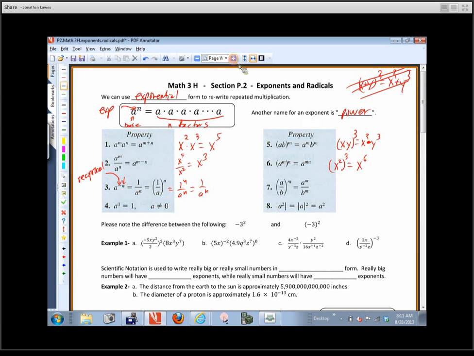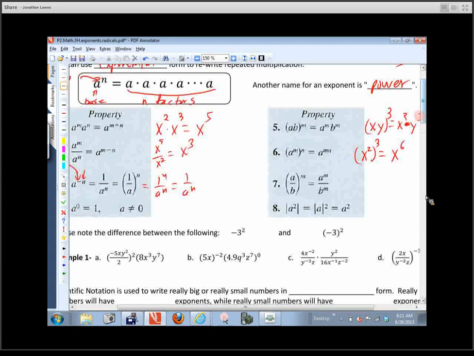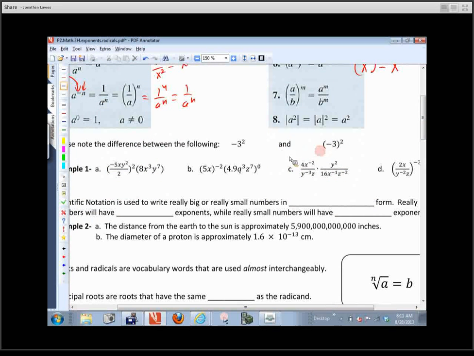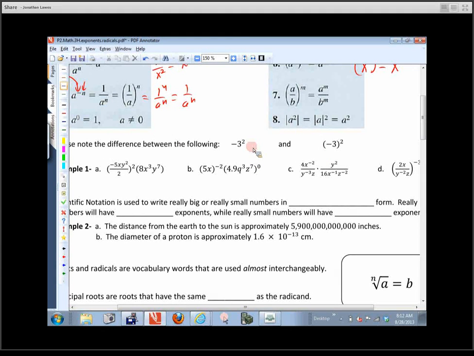Okay. And this is an important distinction to make. What is the difference between the two of these? People do this all the time. Nathan? In the first one, the negative doesn't apply to the exponent, but in the second one, the negative does. Very good. So you want to make sure you're clear on this little detail.